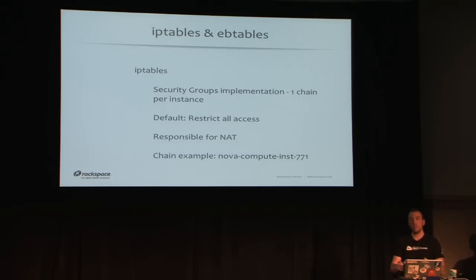As an example, if you look at your iptables rules, it's going to be nova-compute-instance and then the instance ID in decimal, not hexadecimal. So it's just one thing if you're trying to figure out which instance to look at. Take the instance ID and convert it. That's where it's going to be.